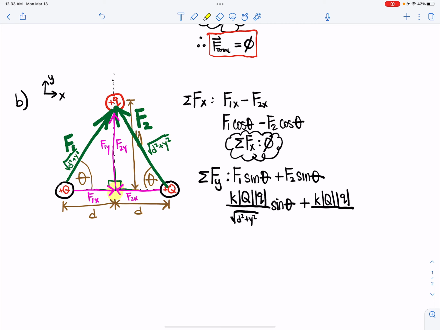Initially we were here, right? That was just the distance between the centers of charges, which was just d for part A. But now this is the distance between the two charges, which is the hypotenuse, or d squared plus y squared, because y is the height, that's this distance right here. So d squared plus y squared, square root of that. And don't forget the squared, because it's r squared in the denominator. So this is also the square root of d squared plus y squared. Also sine theta.